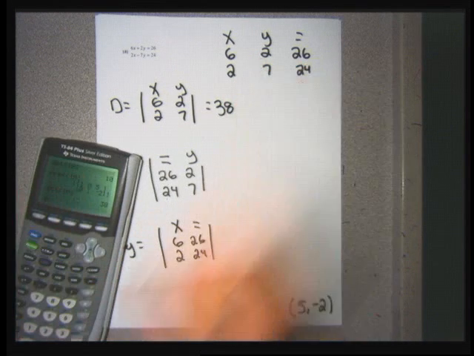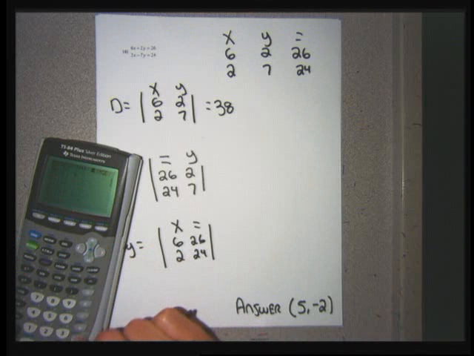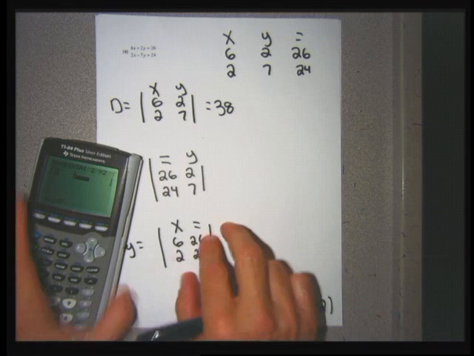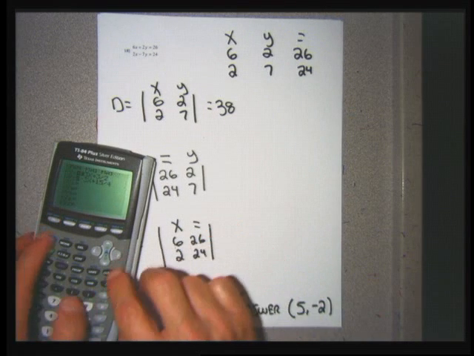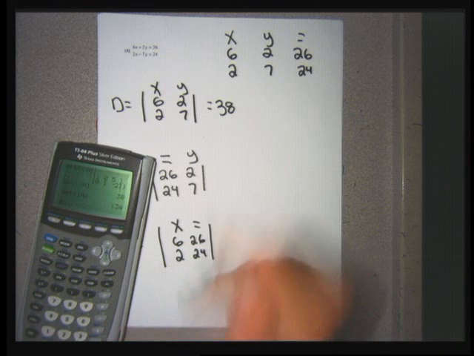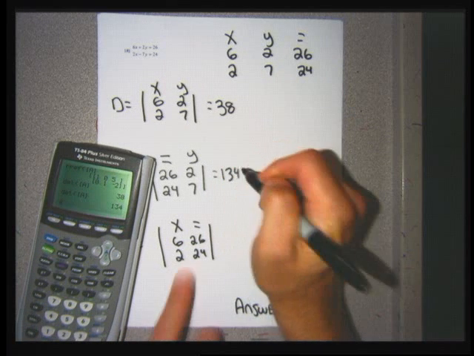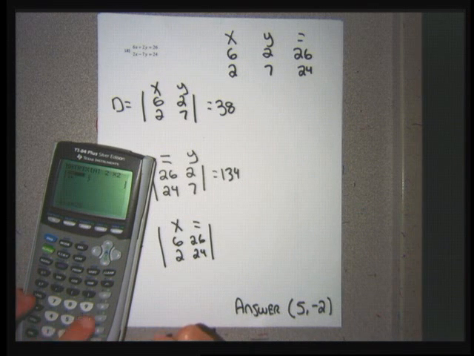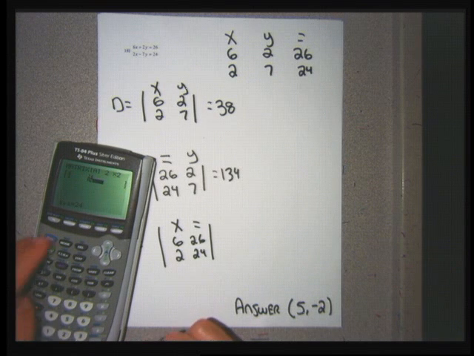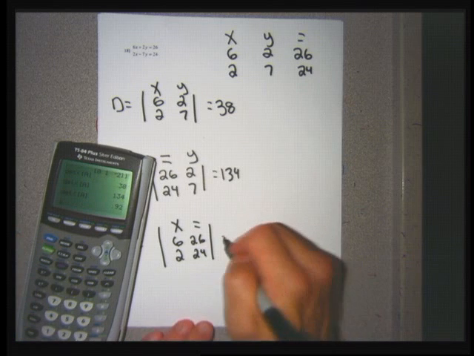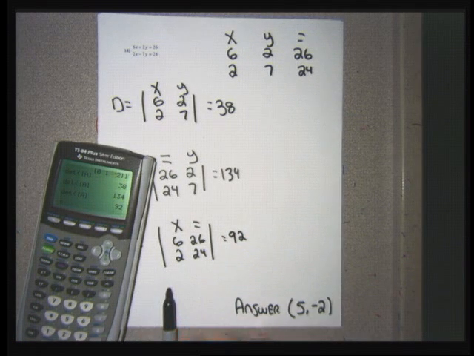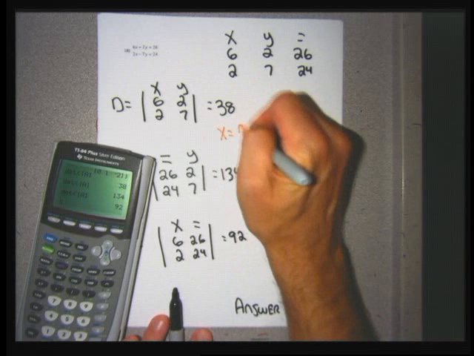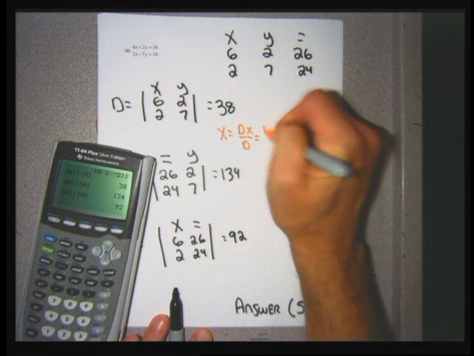I'll do the second one now. Second matrix, edit, 2 by 2, 26, 2, 24, 7. Oops. Second quit. Second enter, enter. This is 134. And then the third determinant, second matrix, edit, another 2 by 2, then 6, 26, 2, and 24. Second quit, second enter, enter. That's 92.